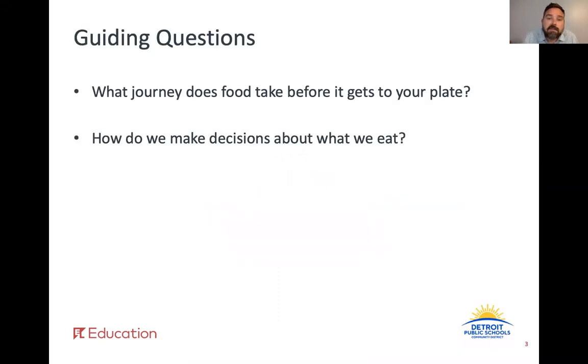Let's go ahead and revisit those same guiding questions. What journey does food take before it gets to your plate? And how do we make decisions about what we eat? You'll notice these two guiding questions as we continue thinking about the presentation we're working on and how it kind of wraps up everything and ties a pretty bow on it. This is our final week of work. So thinking about these essential guiding questions helps us answer them as we do our presentation. We'll take that next step with our presentation today. So let's keep these learning targets in mind during all of our work.